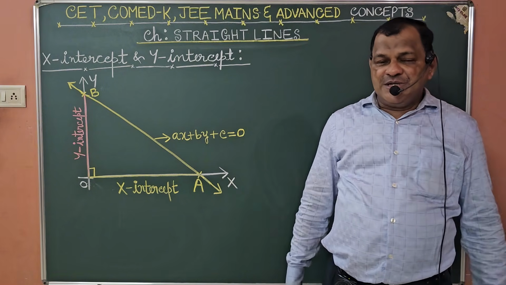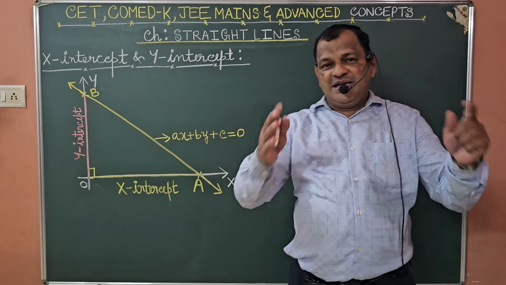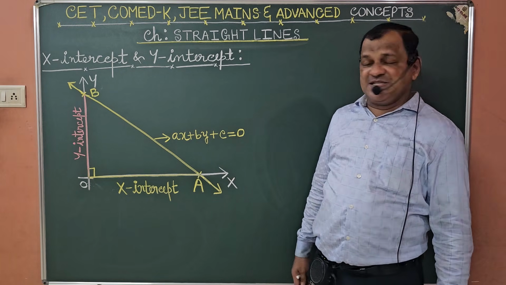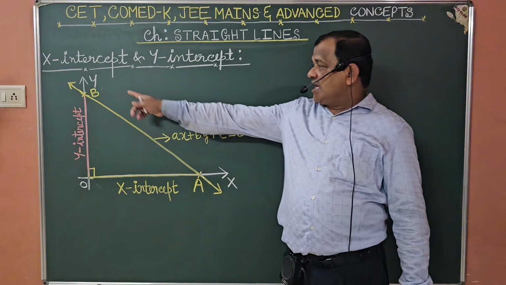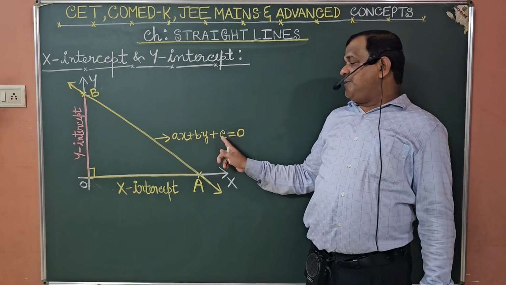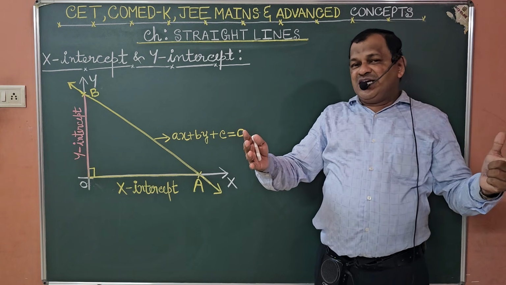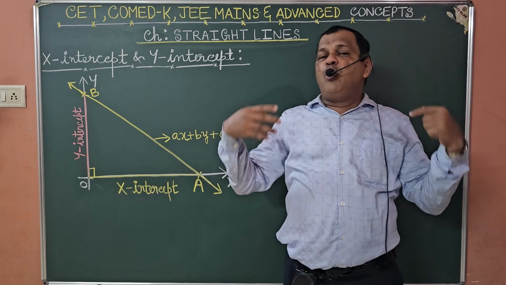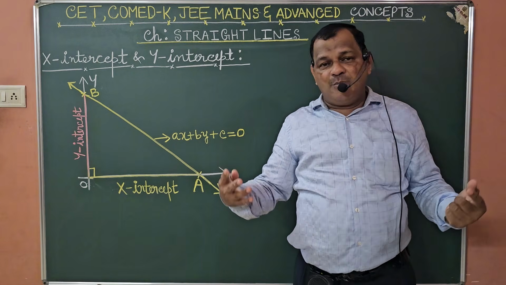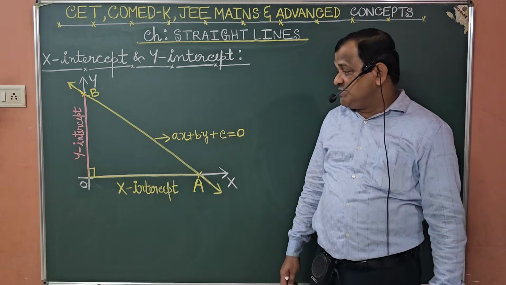So dear students, here is the concept of x-intercept and y-intercept. See, I have drawn a diagram in the Cartesian coordinate system. This yellow color line represents a straight line ax plus by plus c equal to 0. Now I hope slowly you are becoming more and more familiar with the general form or the standard form of the equation of a line, which is ax plus by plus c equal to 0.